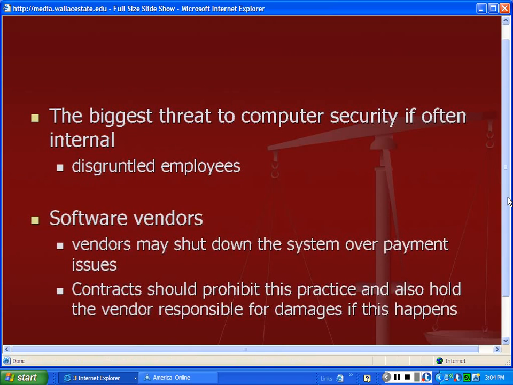Software vendors. Vendors may shut down a system over a payment issue. They may have a special little program in there that if they don't feel that they've received their payment as they should, they'll just shut down the whole system. There should be contracts signed that totally prohibit this before the fact, and that needs to be addressed before it could ever happen. And if it did happen, that contract should hold the vendor responsible for any damages that happen if they did this.